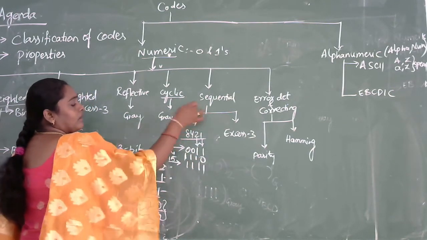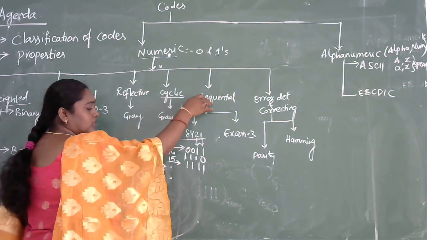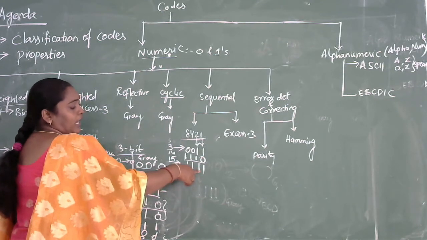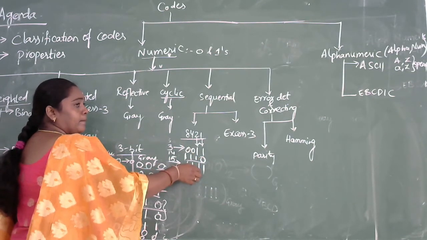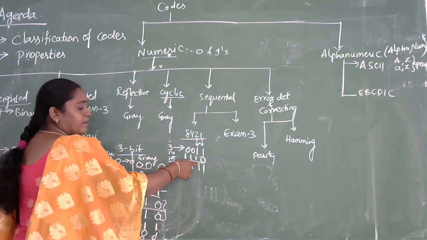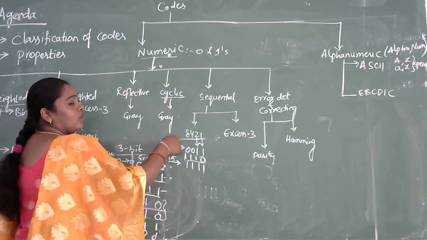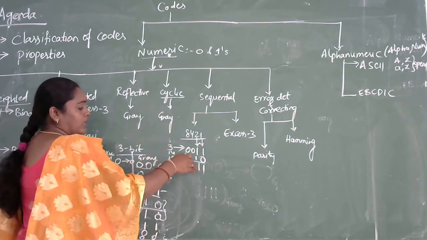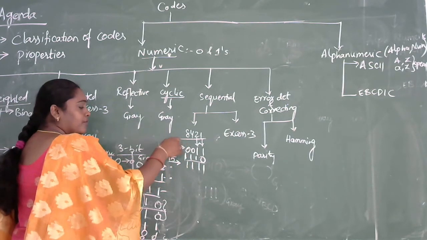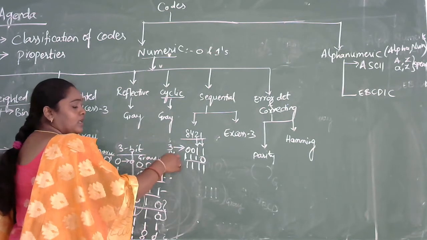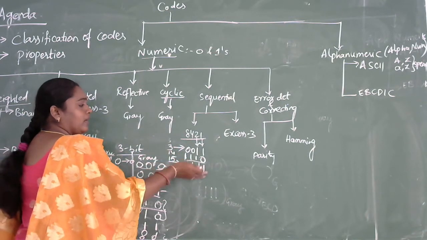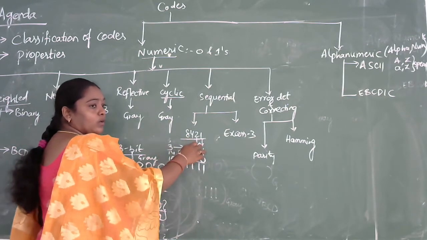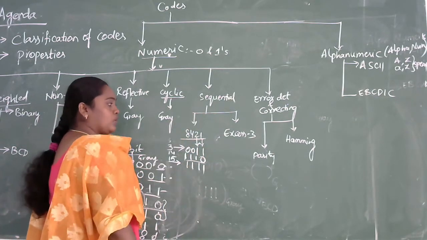The reason we call this 8421 code a sequential code is, if we compare two consecutive numbers of an 8421 code, the second number will be greater than the first number. That is the reason it is called sequential. Sequence itself indicates some order. So if we compare the first number with the second number, the next number will be the incremented value of the previous number. That is the reason we say that 8421 code is an example of a sequential code.